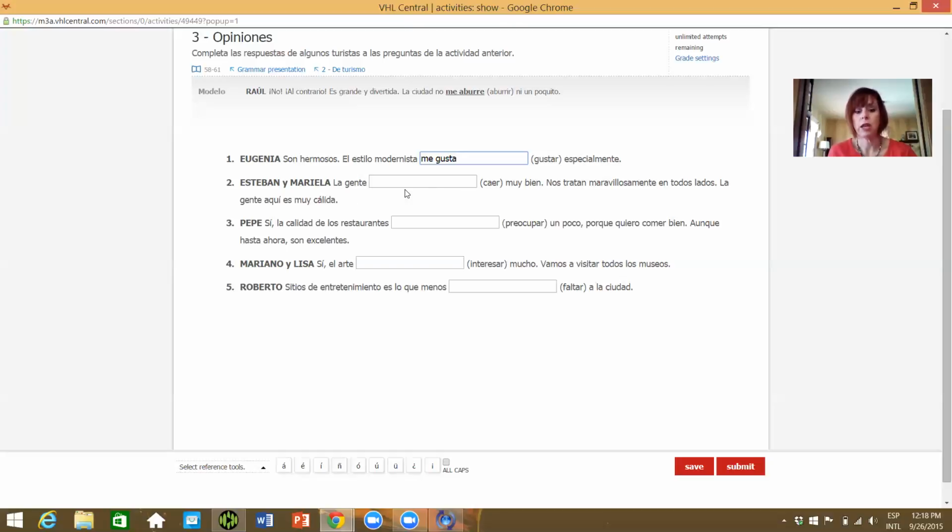Okay, so here again, since Esteban and Mariela are talking, they're saying, we get along well with the people. All right, so you need to conjugate it for that and put in your indirect object pronoun for that. So anyway, hopefully that helps you a little bit.